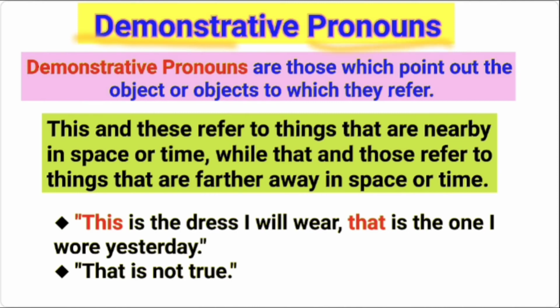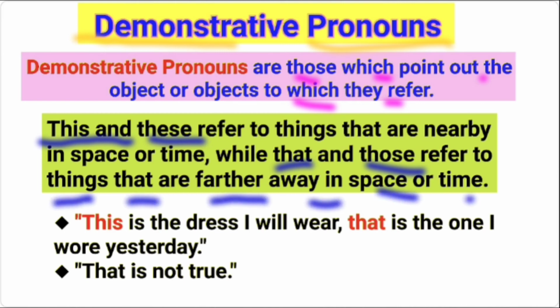Demonstrative pronouns. Demonstrative pronouns are those which point out the object or objects. It means singular or plural to which they refer. This and these refer to things that are nearby in space or time, while that and those refer to things that are farther away in space or time. Students, these four, this, these, that, and those, are demonstrative pronouns.